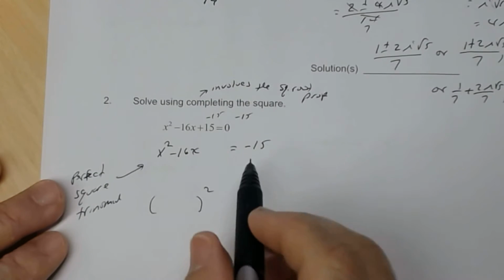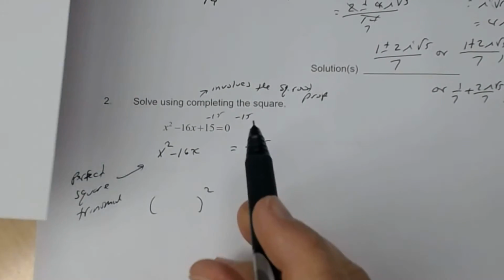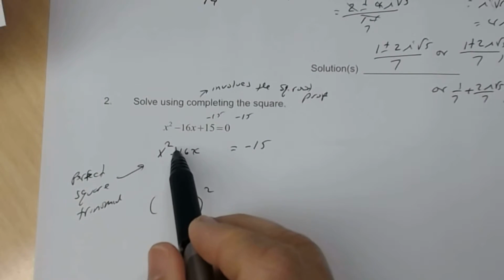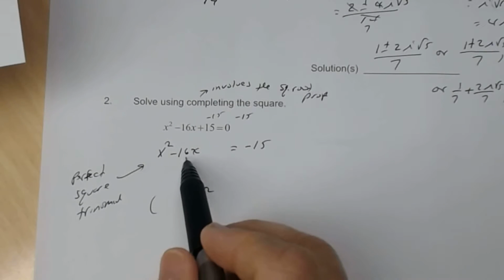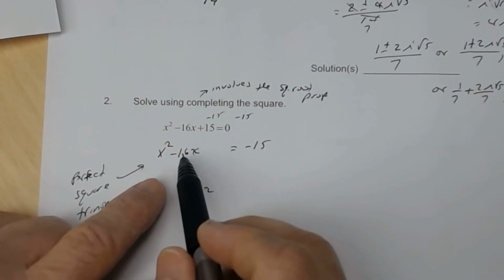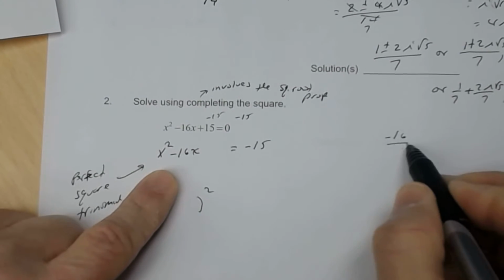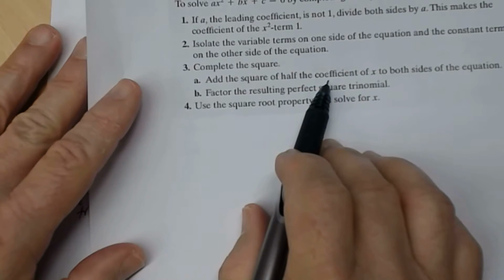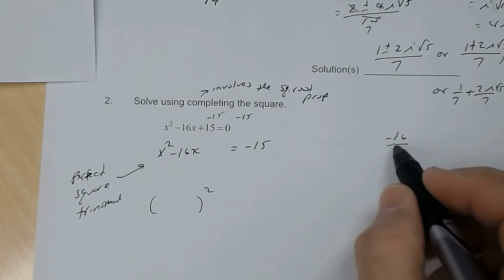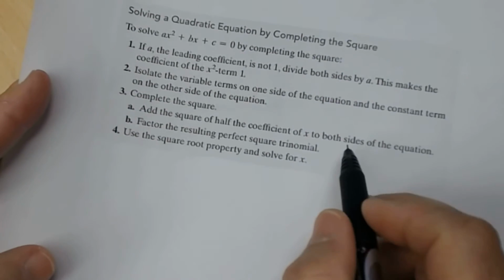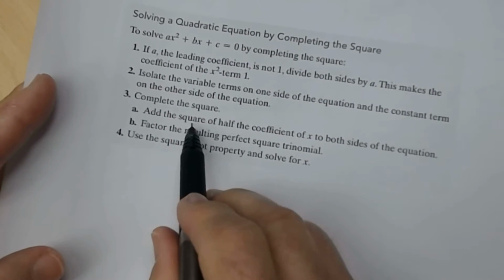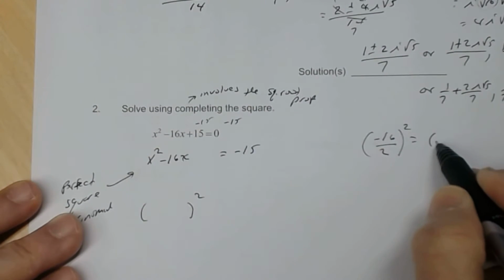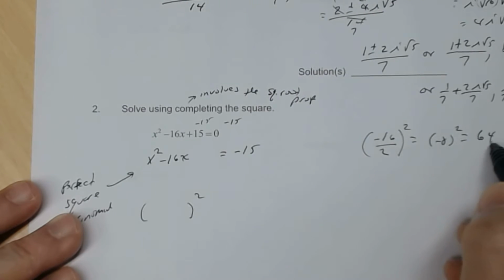Okay? All right, so the first thing you got to do, once you bring the constant term to the other side, is to take the coefficient of the x term, the first degree term, which in this case is a negative 16. Remember, the next step says take half of that. Either divide by 2 or multiply by half. I'm going to divide by 2. Then it says I'm going to square that. And when I square it, I get negative 16 over 2, which is a negative 8 squared, which is 64.